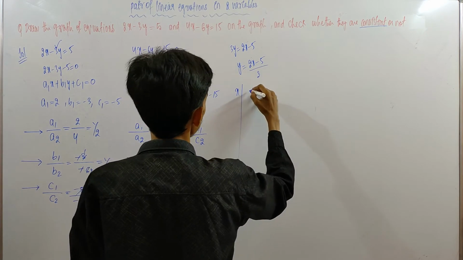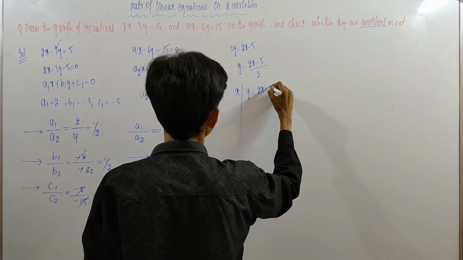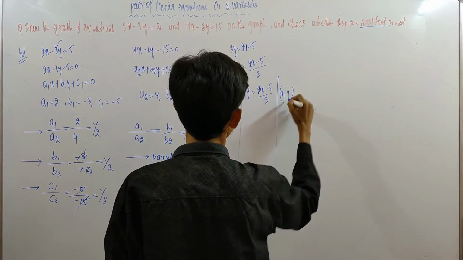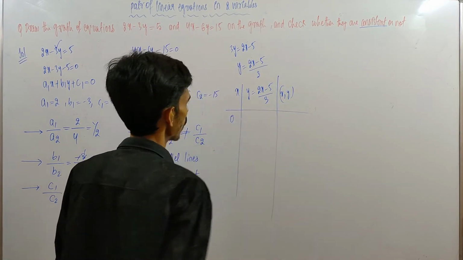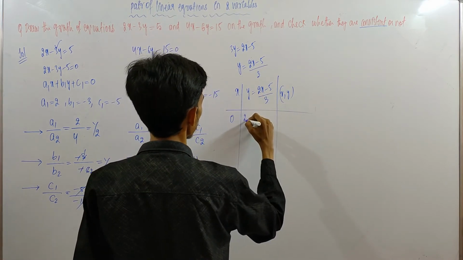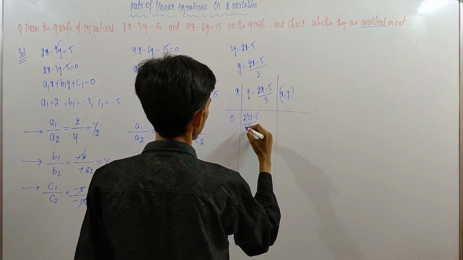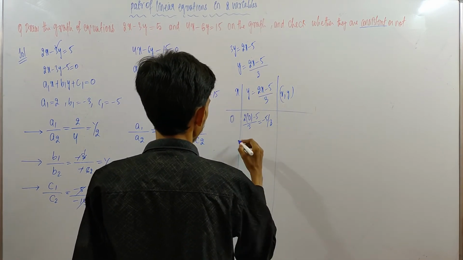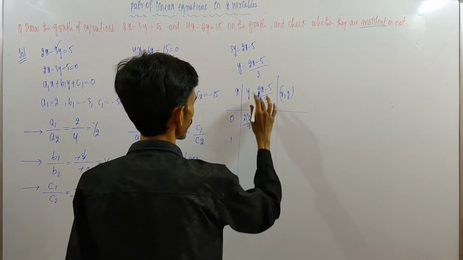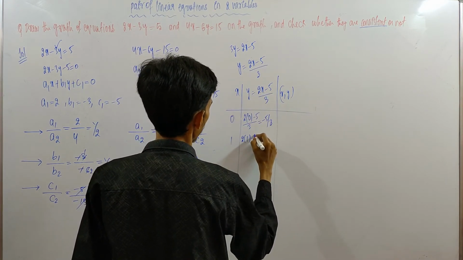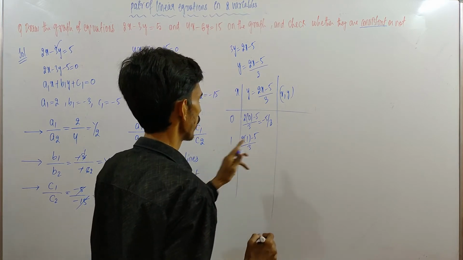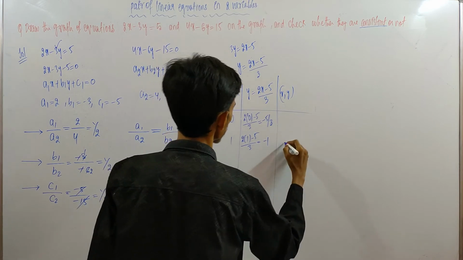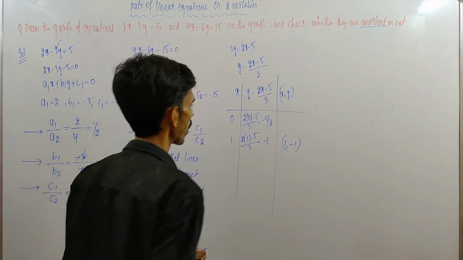Take x value, next y value, that is 2x minus 5 divided by 3. Now take x comma y ordered pairs. Take x value 0, put x as 0 here, 2 into 0 minus 5 by 3. This will become minus 5 by 3. Take x value 1, we have 2 into 1 minus 5 by 3. 2 into 1 is 2, minus 5, so minus 3 by 3. We have minus 1. So 1 comma minus 1 we have.